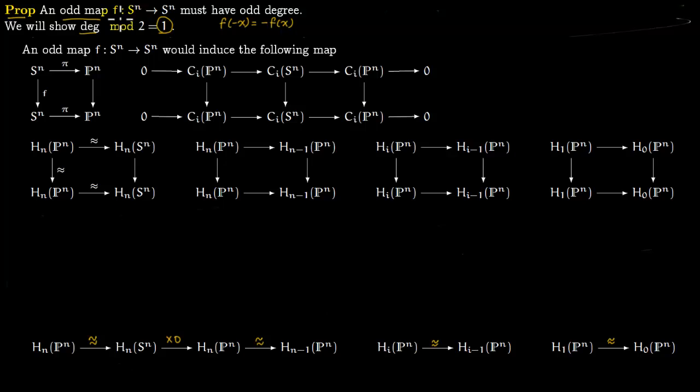So we are saying we have a map from sphere to sphere. Obviously we have this sphere projection map to Pn, and this is the map F we have right here. This projection map, as we have seen, induces this chain complex, this short exact sequence. So obviously this map here will also induce a chain complex.